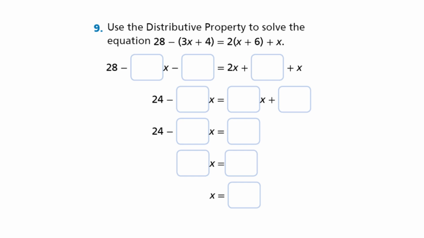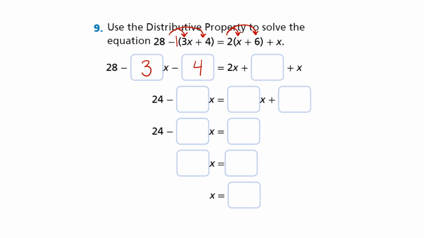Use the distributive property to solve the equation. So the 28 is going to stay out front as it is not part of the parentheses. We then distribute the -1 to both the 3x and the 4. So that would make a -3x and a -4. We distribute again on the other side.